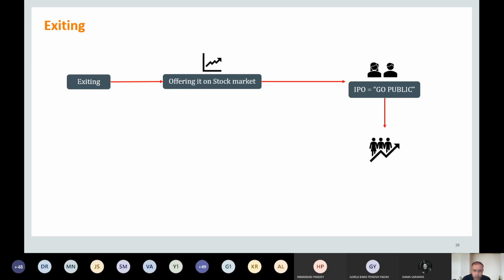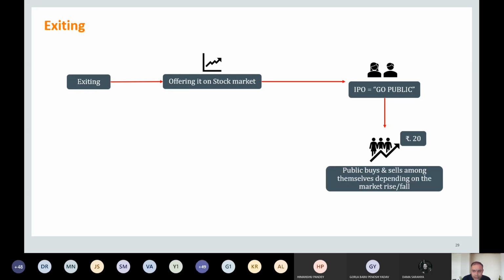Here, what happens? Only the public will buy the shares. No more seed money investors, no more angel investors, no more venture capitalists. No one else is going to come. You're opening it to the public, and when you open to the public, say your share value was 20 rupees, then daily, depending upon the business, your share value will rise and fall. Rise and fall and rise again.